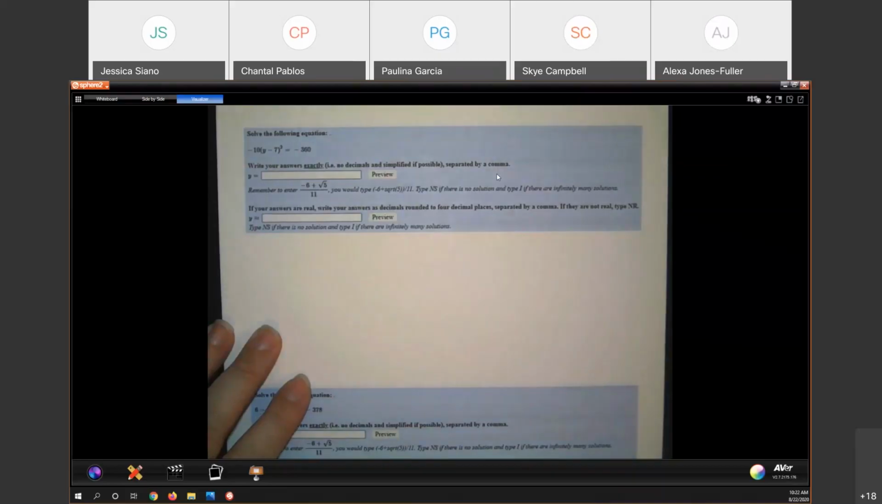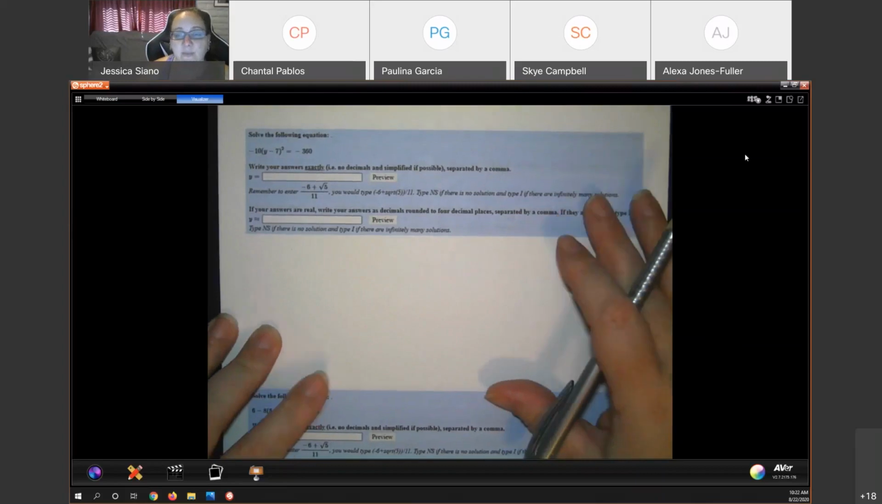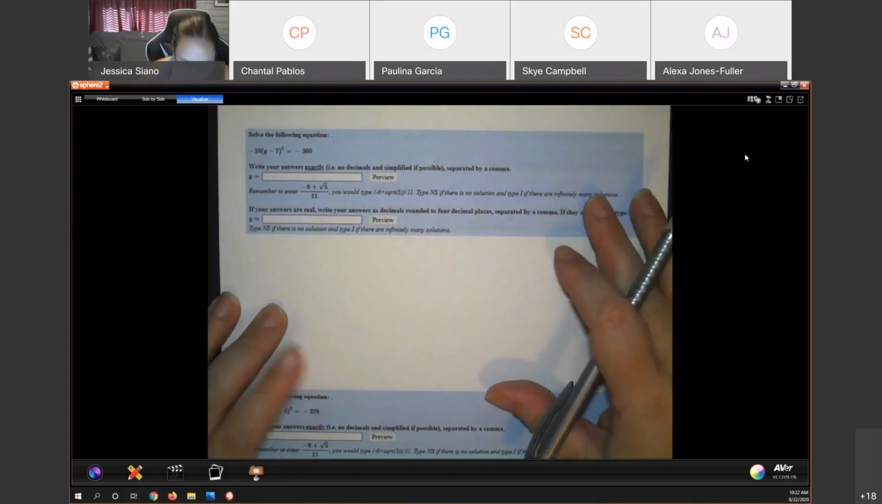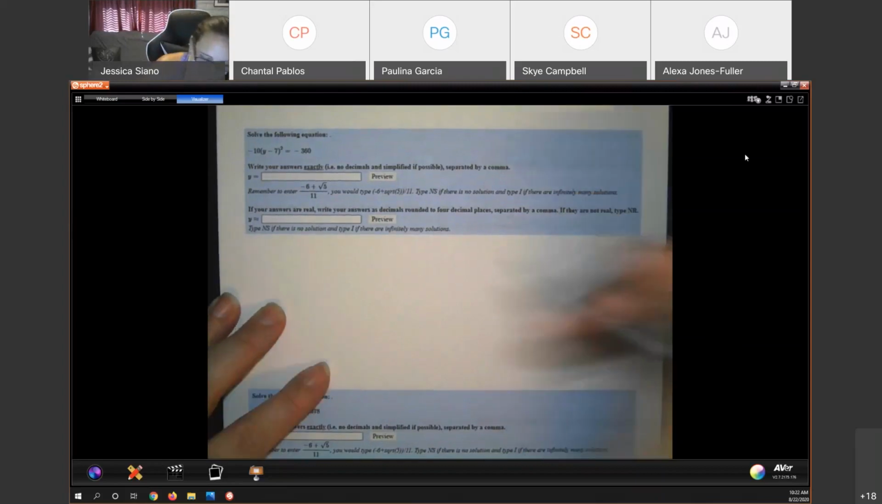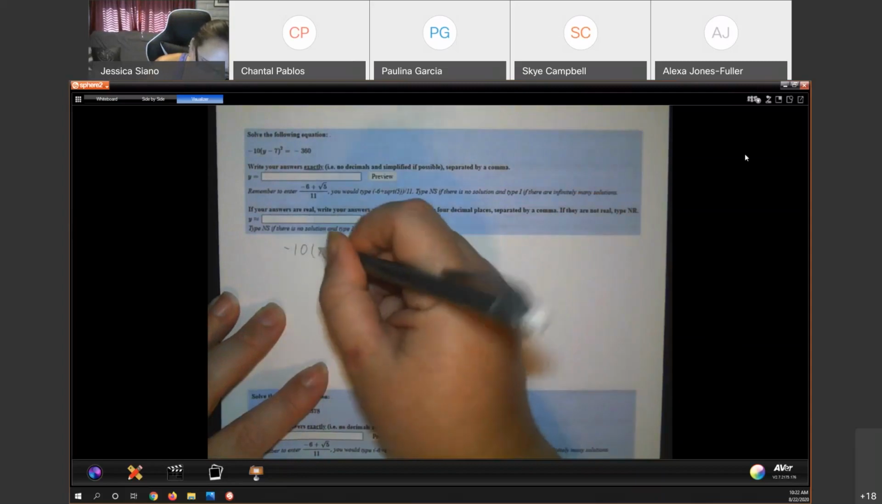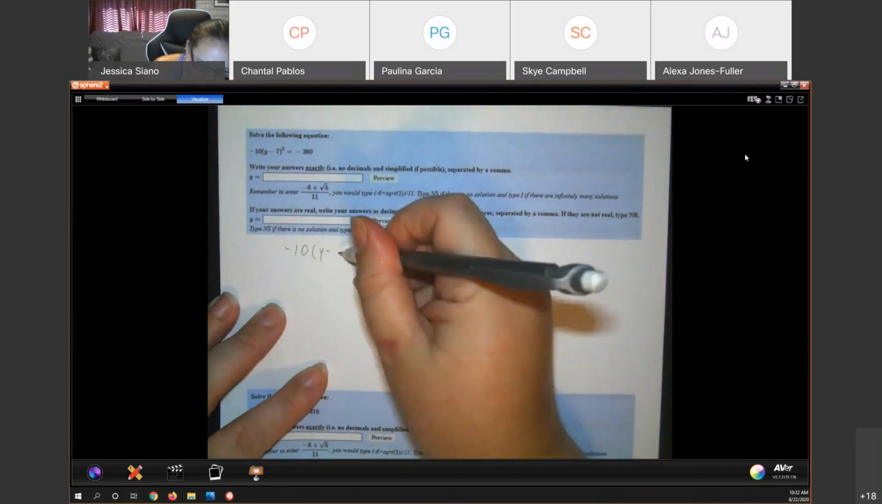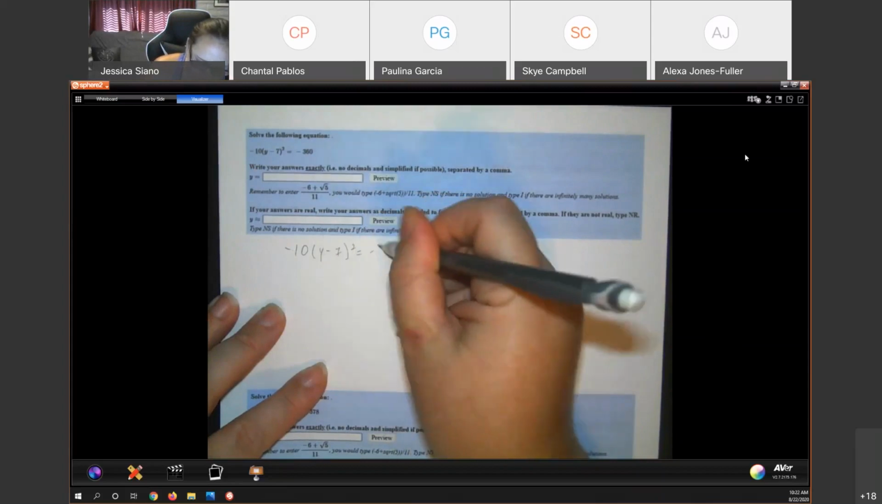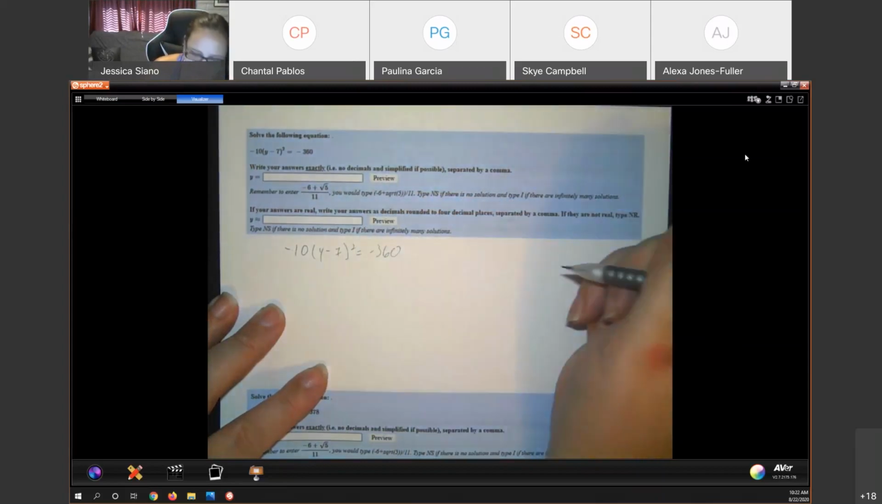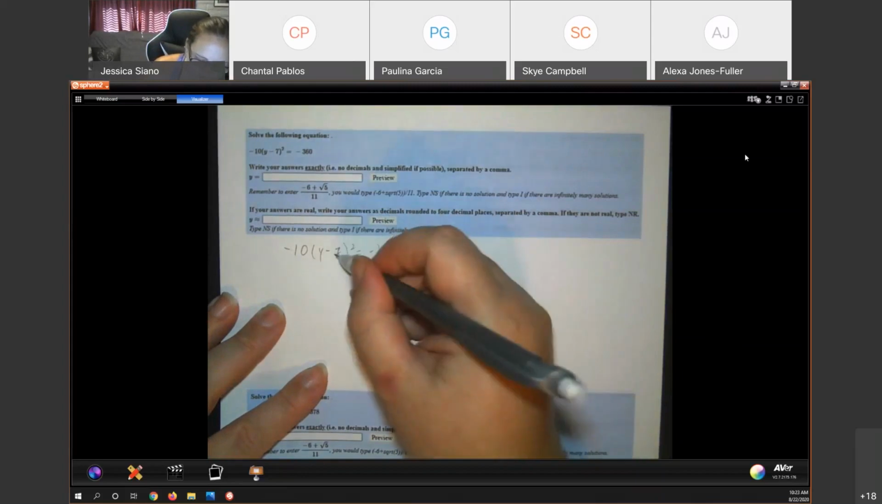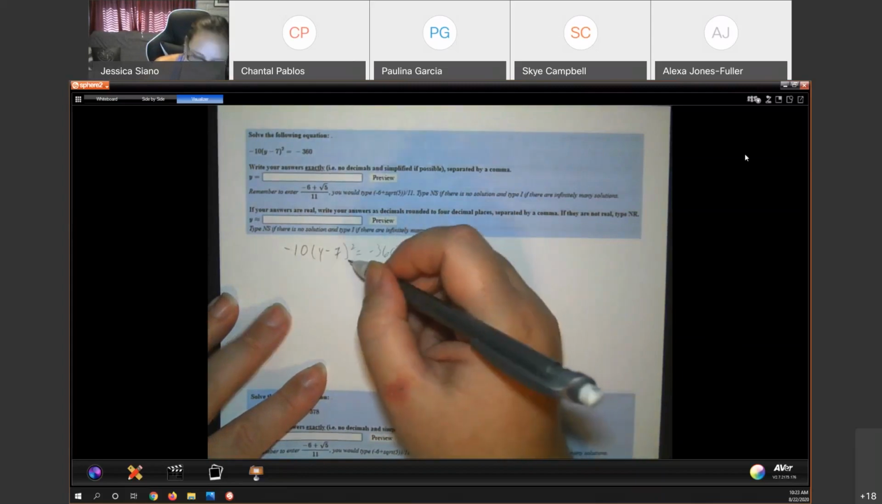All right, so our next thing that we're going to go over is the 1.0b examples. So this is mostly solving quadratic equations. There are a couple of ways to solve quadratic equations. So the first way that we're going to talk about is by taking square roots. So if you have a quantity squared like this, we can get this by itself and then square root it.